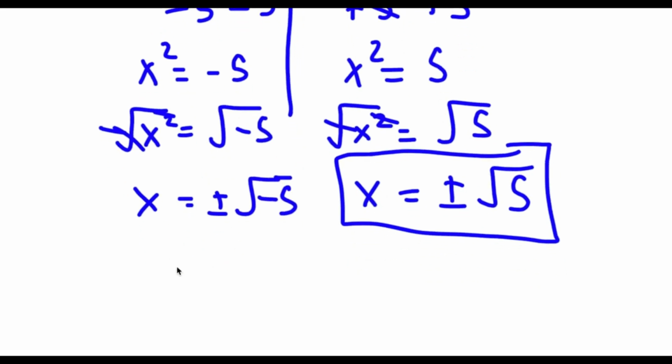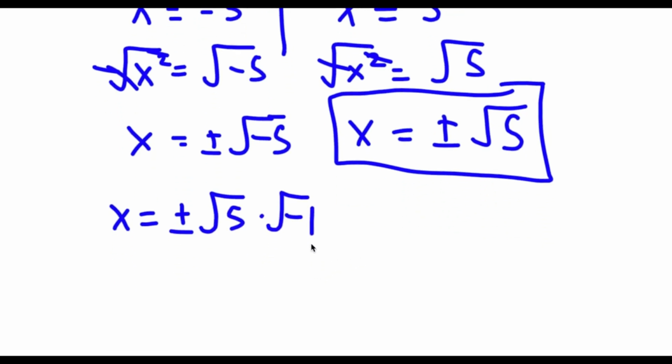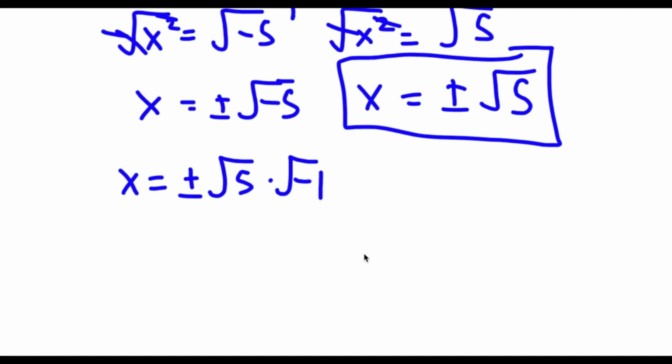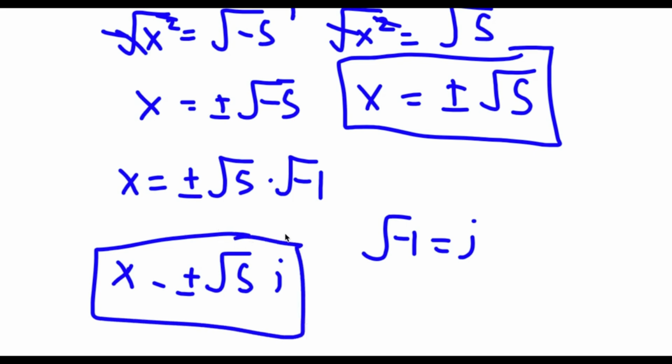However, the square root of negative 5 is the same thing as the square root of 5 times the square root of negative 1. And if you didn't already know, the square root of negative 1 is equal to the imaginary number i. So x is equal to positive or negative square root of 5 i. So these are my 4 solutions to this problem.